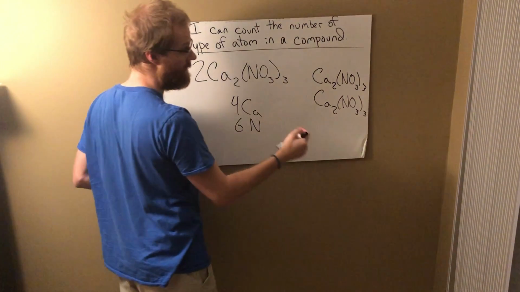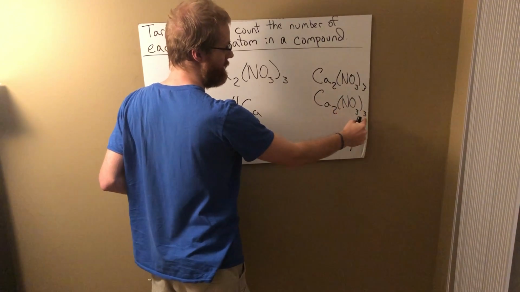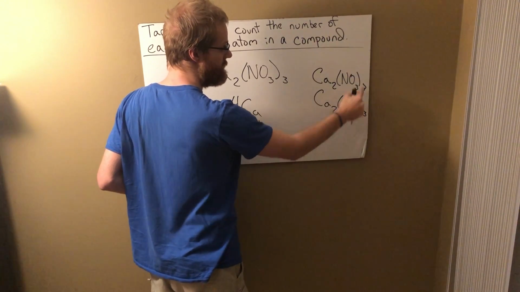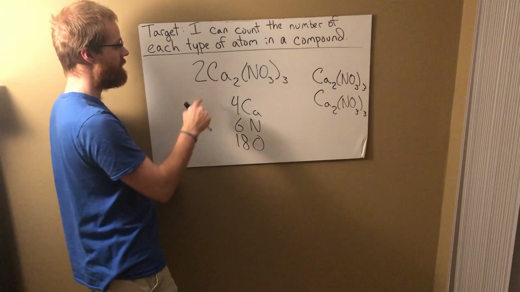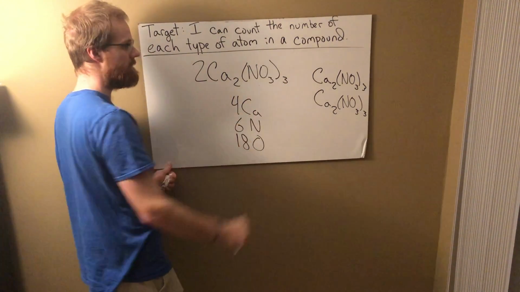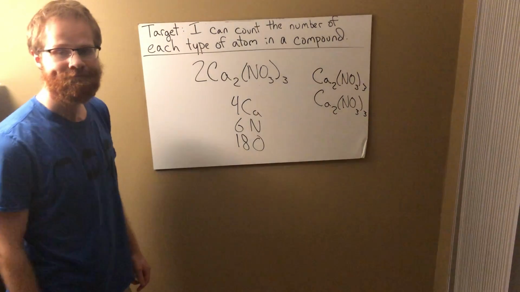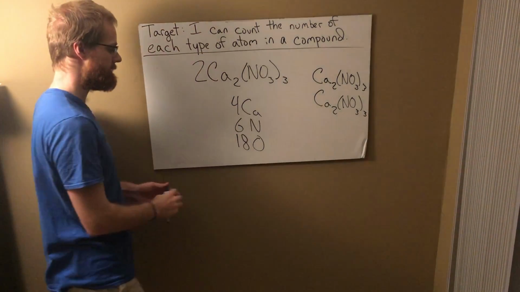All right, and with the oxygen, 3 times 3 is 9, plus 9 more, it's going to be 18. And we can double check our work. 2 times 3 times 3 is also 18 oxygen. Let's try one more problem, just to make sure that it's making sense.